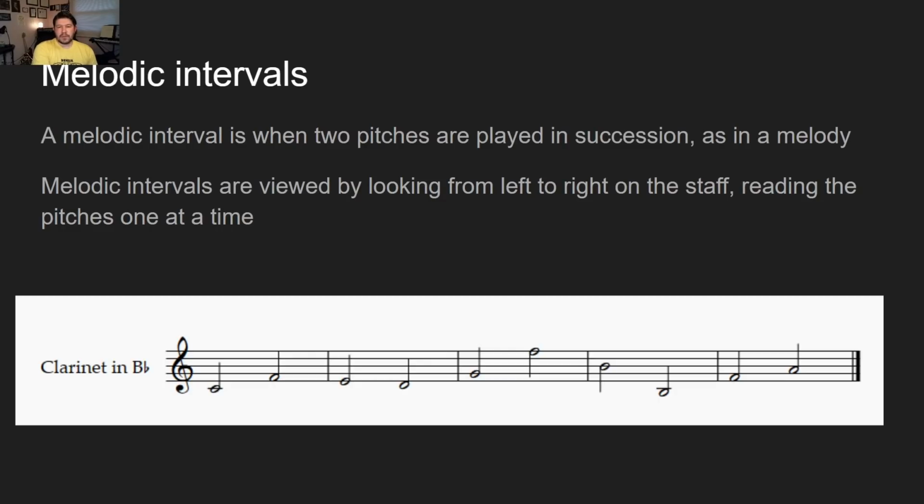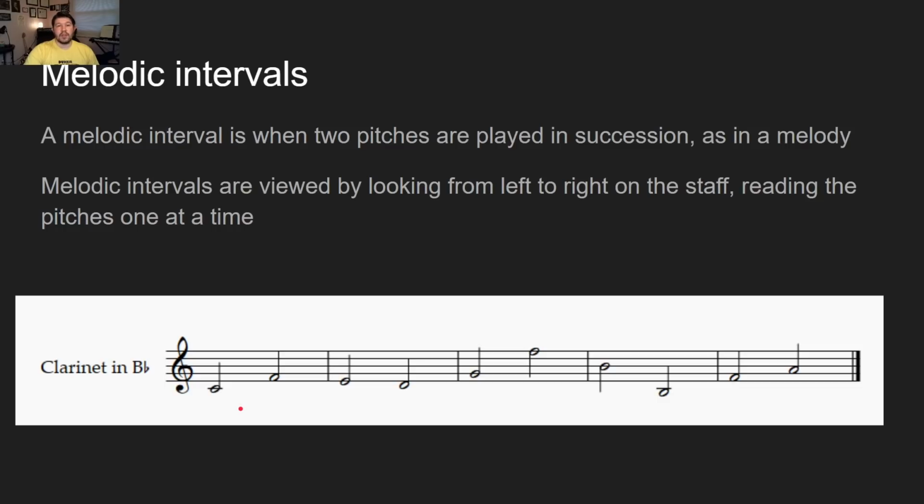Melodic intervals are when you have two pitches that are played in succession. So let me turn on my little laser pointer here. What we're talking about is when pitches are played right after one another. So we're looking from left to right on our music. So when we go from this C right here, the next note in order is that F. So we're talking about the interval between C and F, the amount of space that exists between those two sounds.